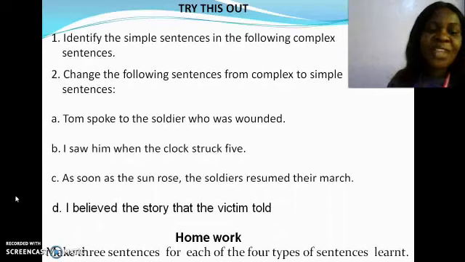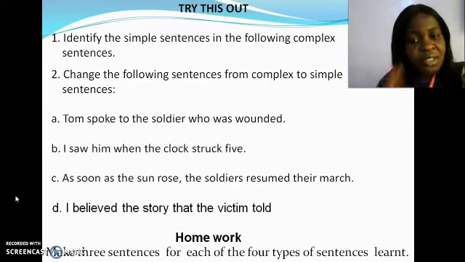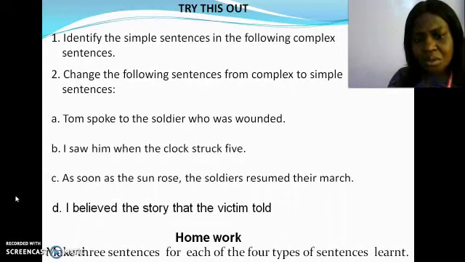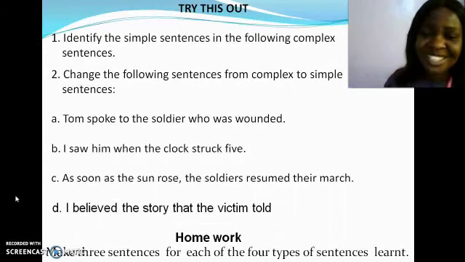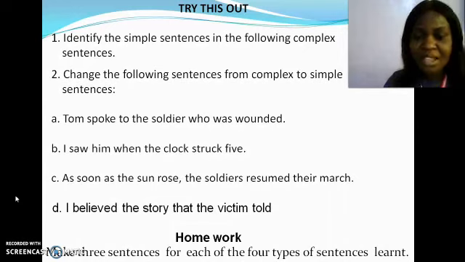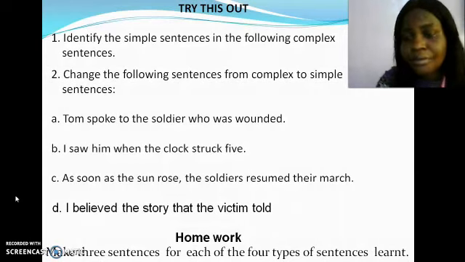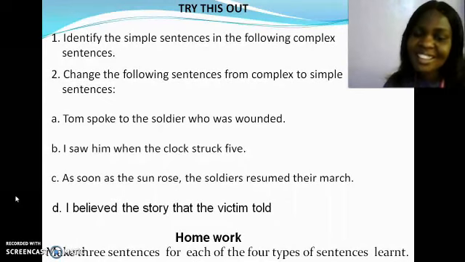Alright. C. As soon as the sun rose, the soldiers resumed their march. The soldiers resumed their march can stand on its own to make complete sense. But let's look at the other one. As soon as the sun rose. So, what happened? You see, it can't stand on its own to make complete sense. So it's a subordinate clause. Whereas, the soldiers resumed their march is a simple sentence. The last one, I believed the story. Simple, complete. That the victim told, it doesn't make complete sense. So that's a subordinate clause. But I believed the story is the simple sentence.